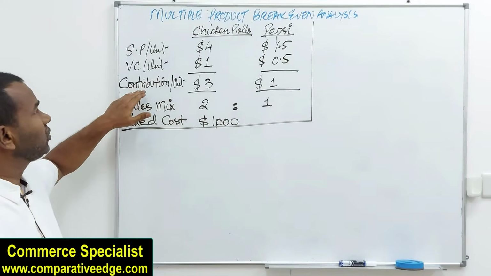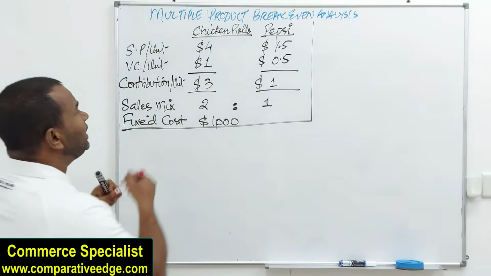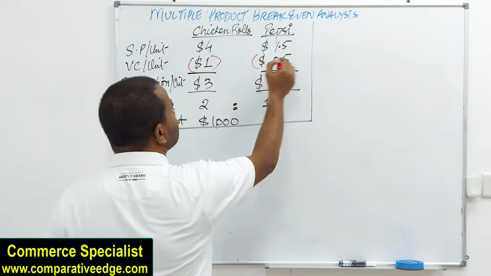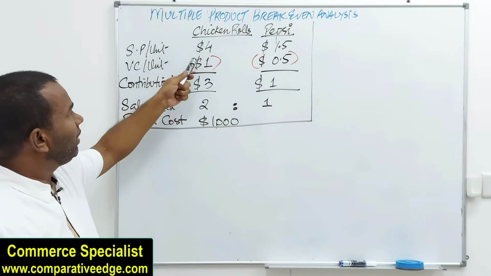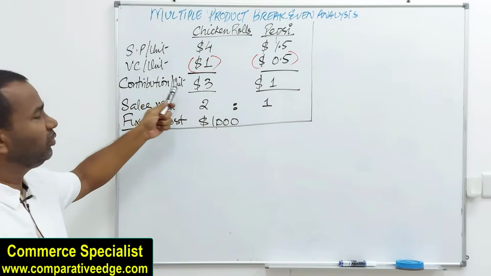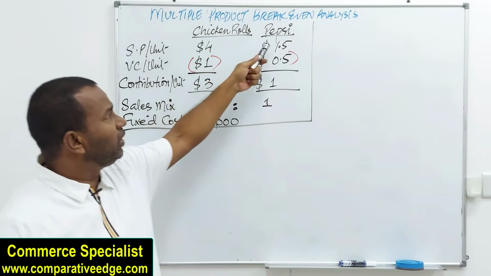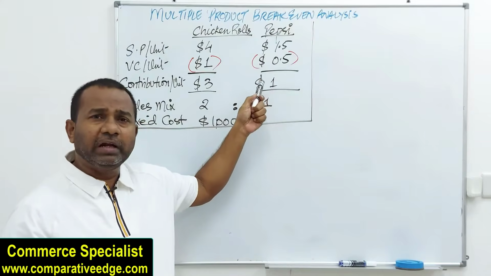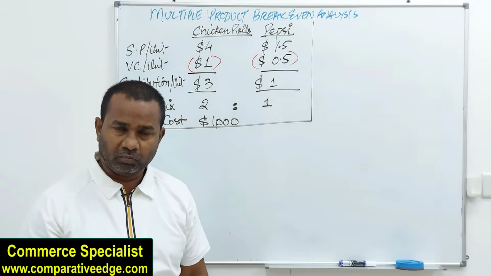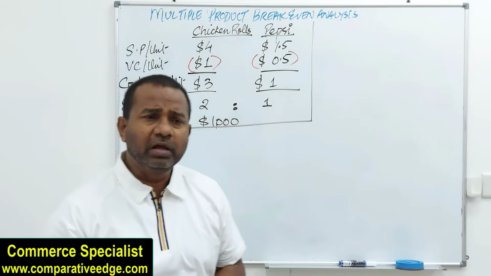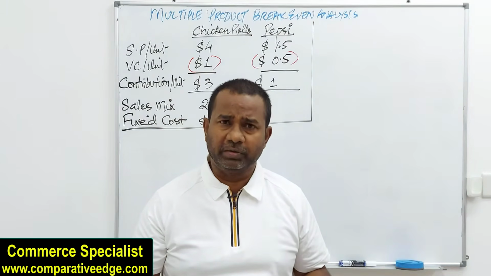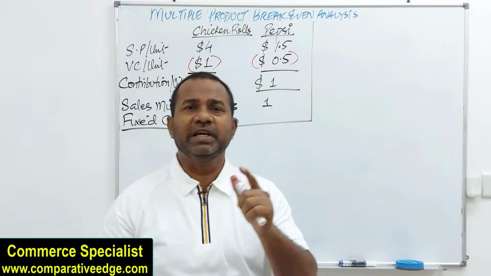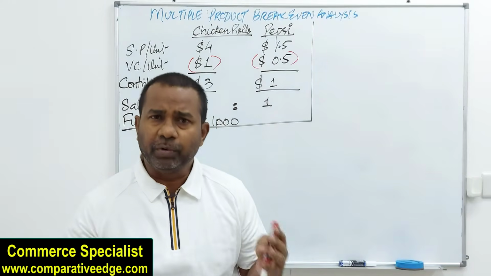And we know what contribution is. Contribution is simply selling price minus variable cost. This bracket means I'm subtracting. So from 4 when I minus 1 I get 3, that is the contribution per unit for chicken rolls. From 1.5 when I minus 0.5 I get the contribution for Pepsi. One thing is important: when we are talking about multiple products, more than one product, we need to know the sales mix, the breakup of sales.